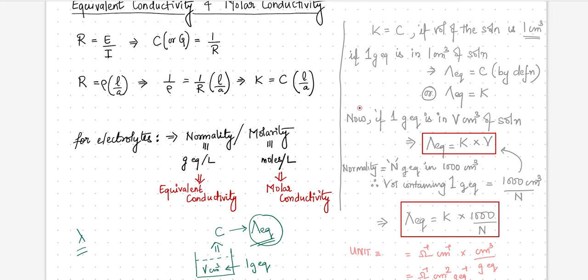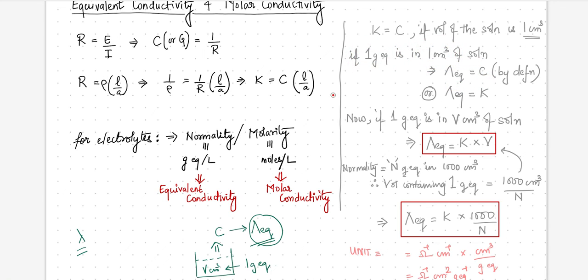If that is the case, then by definition, if the concentration is 1 gram equivalent, the conductance that you measure for this particular solution would be equal to lambda EQ. So for this solution, where the volume is 1 centimeter cube and the concentration is 1 gram equivalent, the conductance is equal to lambda EQ. That is equivalent conductivity.